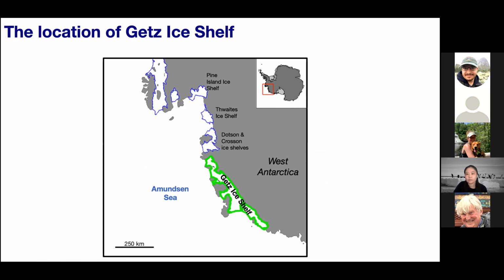So for the next 15 minutes or so, I'll talk about some results from Getz Shelf in West Antarctica. So let's look at the location of Getz Shelf first. The green line is the outline of Getz. It is about 500 kilometers long, 30 to 100 kilometers wide along the Amundsen Sea sector, and it is the ninth largest ice shelf in Antarctica.